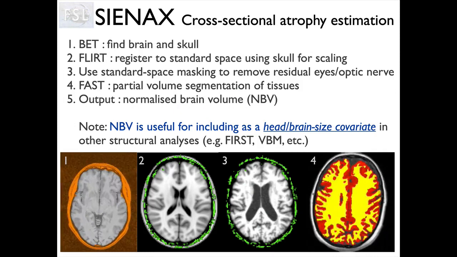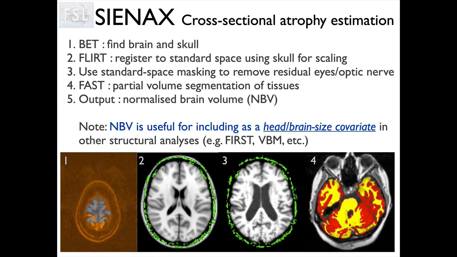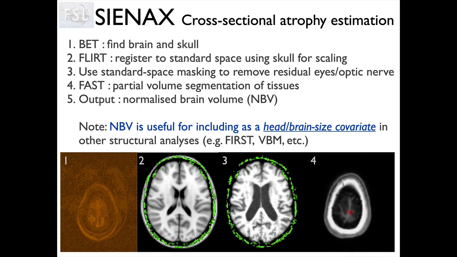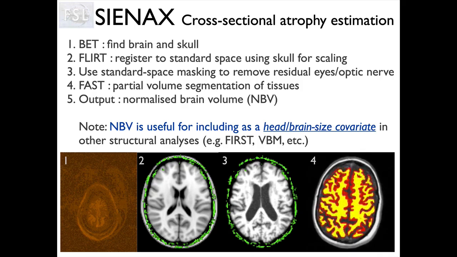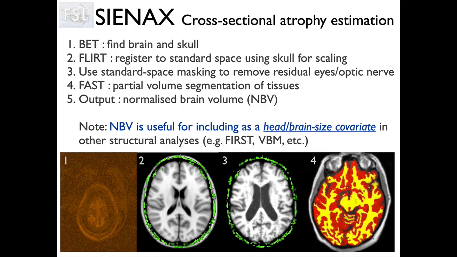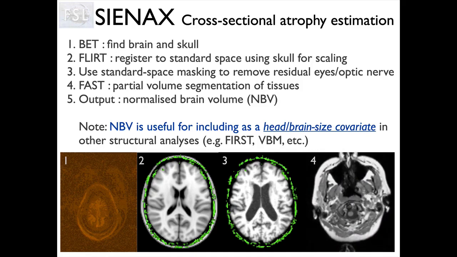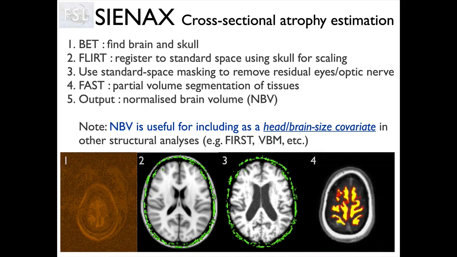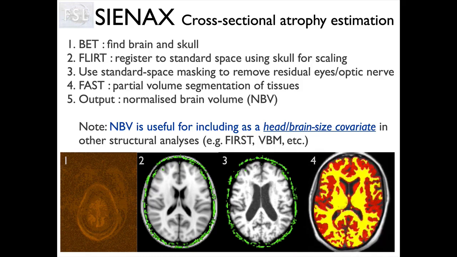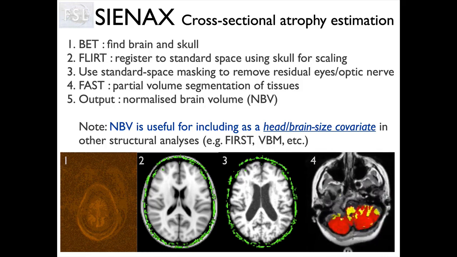We also have a tool called SIENAX to do the cross-sectional version. And this goes through a number of different processes, but not all the same ones that we had in SIENA. So we again do a brain extraction, we again use the skull, but because we don't have a baseline and a follow-up, we're actually using the skull to match to the skull of our standard template, our MNI. And so we do a registration to standard space, we use the skull for scaling again, so that if the brain has atrophied and is smaller, then that's fine. And we are just going to constrain it with respect to the skull. And so we get our size matching that way.